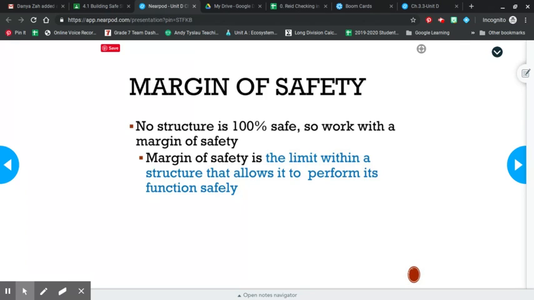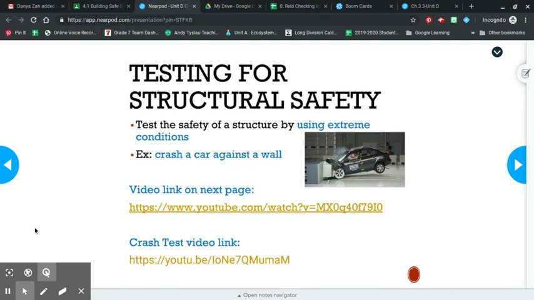In an elevator, it tells you how much weight or mass is allowed before it stops working properly. There is also a slide on testing for structural safety. Everything needs to be tested to make sure it's going to withstand even the greatest amount of force possible. So I had included two videos. One was a crash test with a car, and another was a hockey helmet test. They have to use extreme cases to see when it's really going to fail.